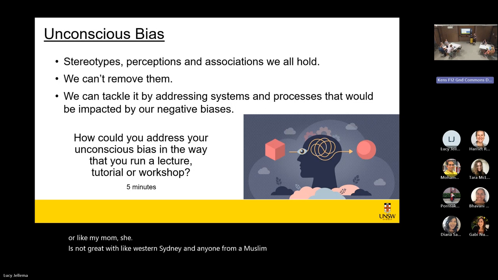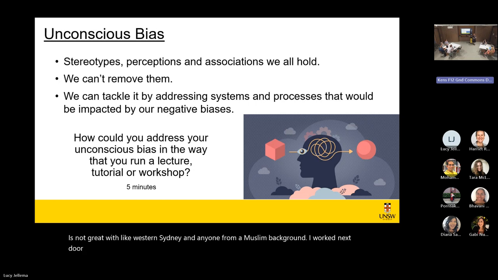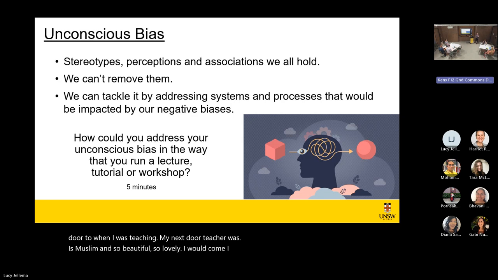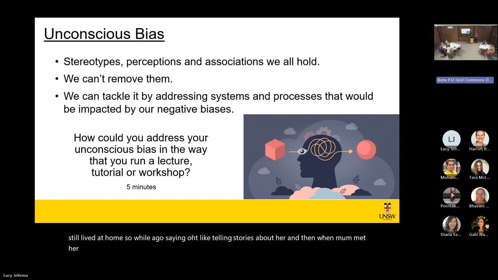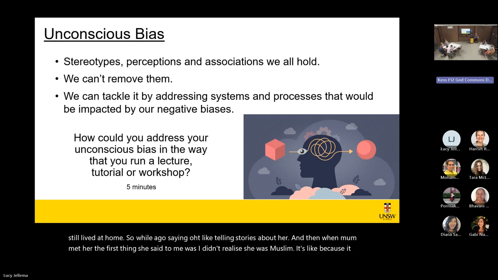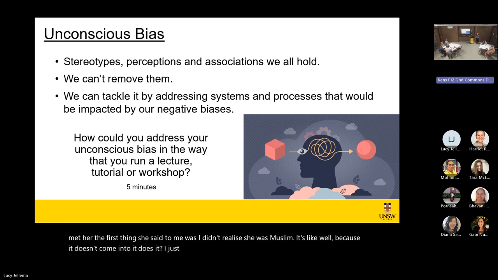When I was teaching, my next door teacher was Muslim, and so beautiful, so lovely. I would get home all the time, as I still lived at home, and tell stories about her. And then when Mum met her, the first thing she said to me was, I didn't realize she was Muslim. It's like, oh, because it doesn't come into it, does it? I just talked about what a great person she is. So those are really obvious ones.